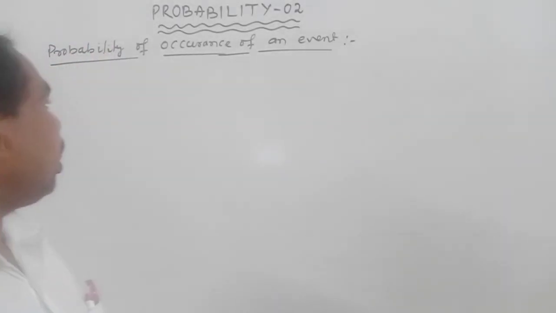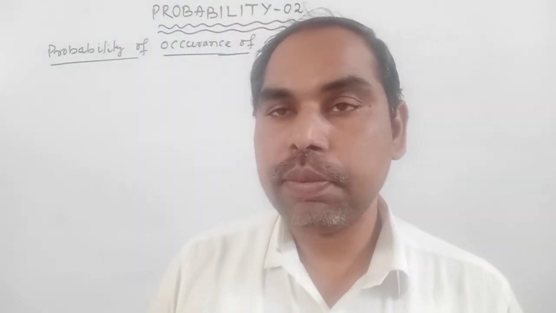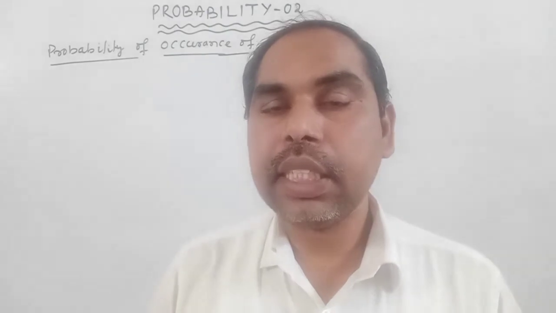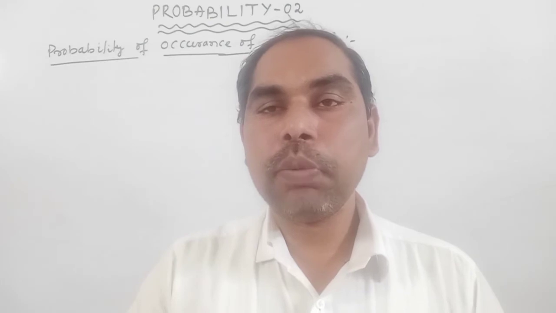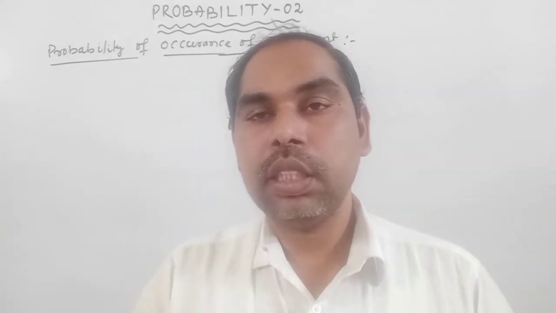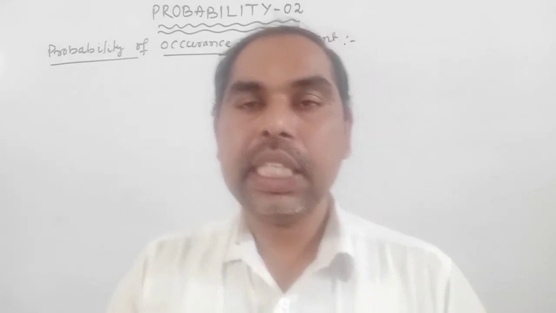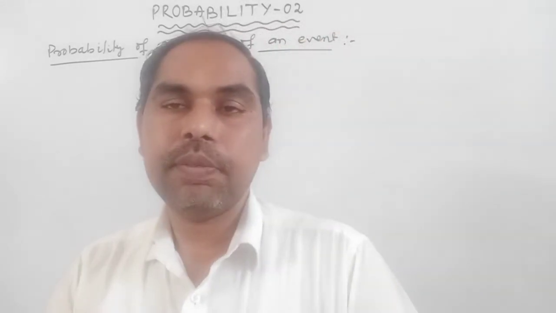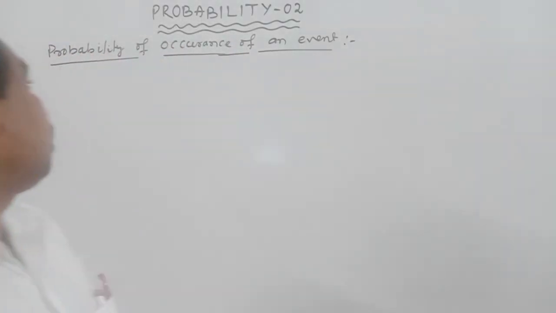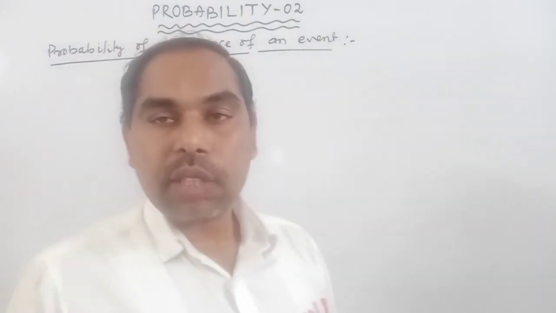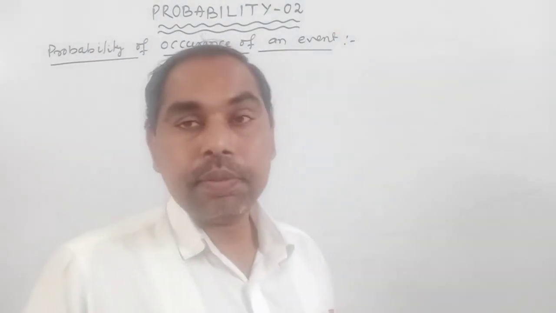Next one, probability of occurrence of an event. The chances that a particular event will occur when we perform an experiment is, in technical language, called probability of occurrence of an event.